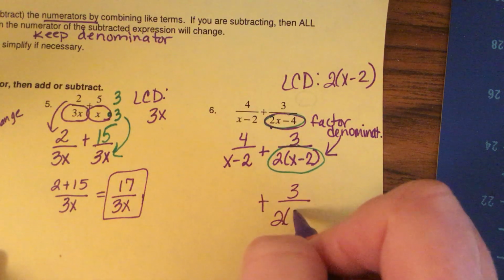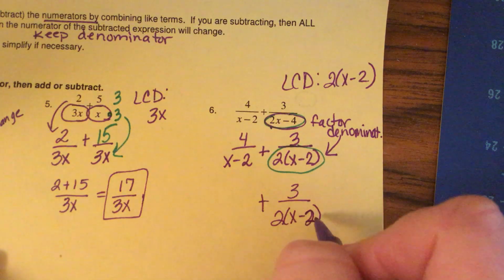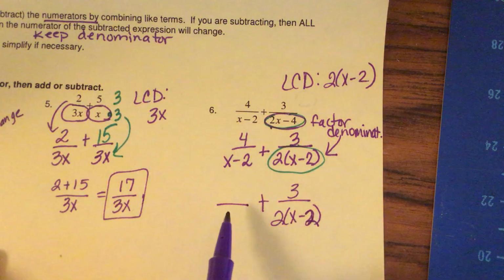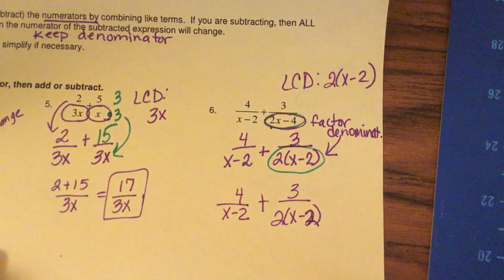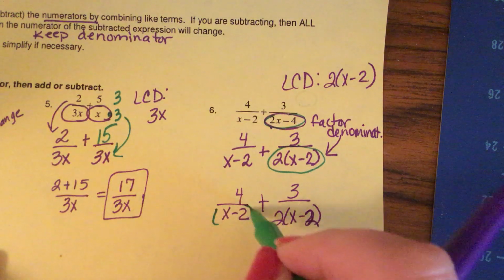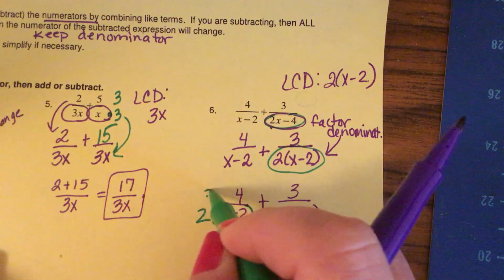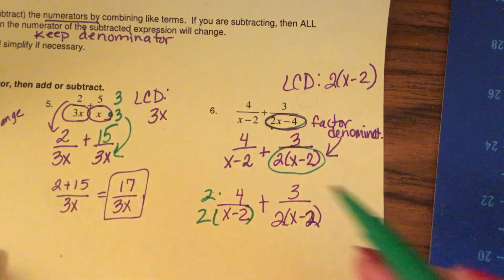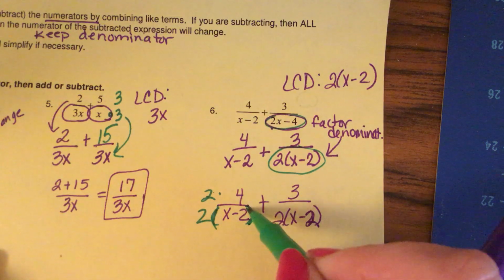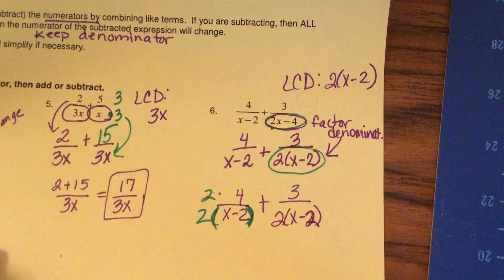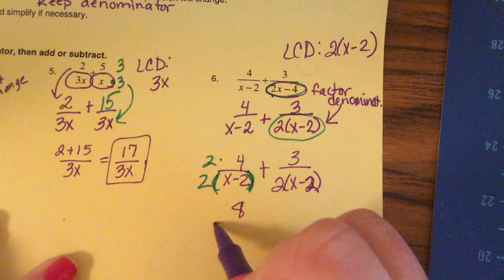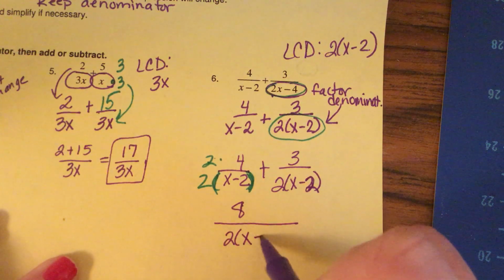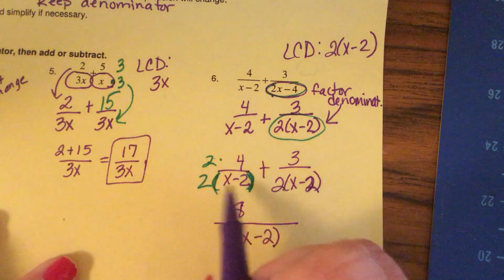So we're going to keep the second fraction just like it is. But this one only has x minus 2. So I need to multiply this by 2 on top and bottom. I put the parentheses around it because that's stuck together anytime we have a plus or minus. And so let's see what we get. 2 times 4 is 8. All of this is going to be over 2 times x minus 2. We only write it one time.